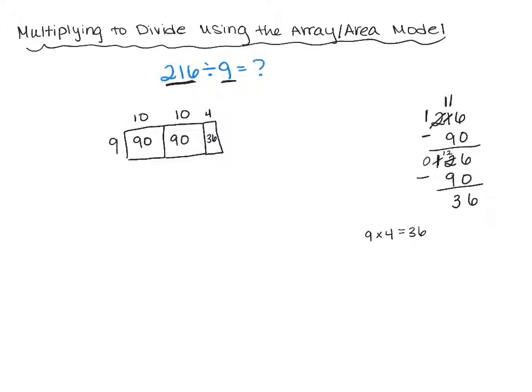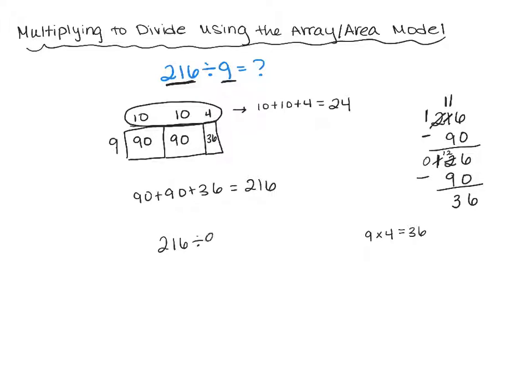So now I have 90 plus 90 plus 36, which gives me 216. And I look up here and I see all of the different parts that I used. I used 9 times 10 plus 9 times 10 plus 9 times 4. So my quotient is going to be 10 plus 10 plus 4, which equals 24. Therefore, 216 divided by 9 equals a quotient of 24.